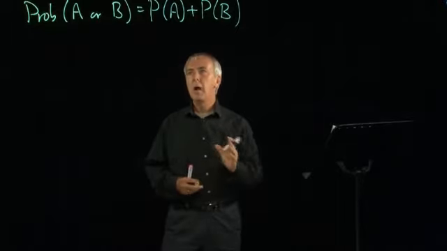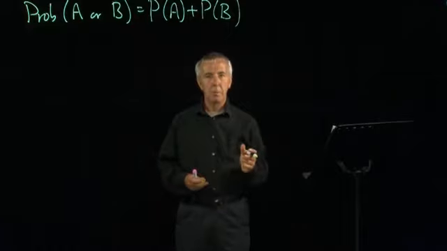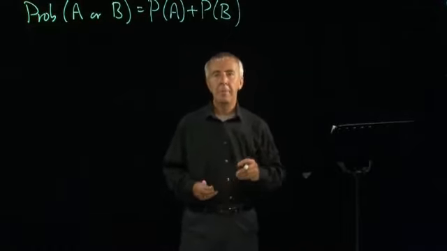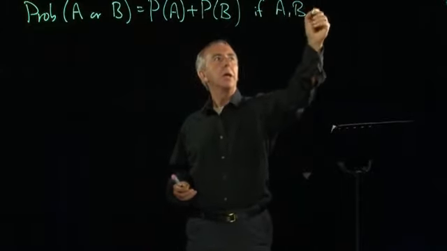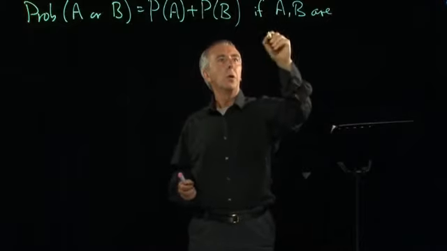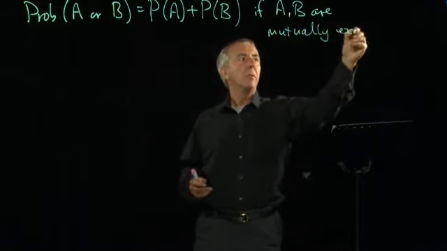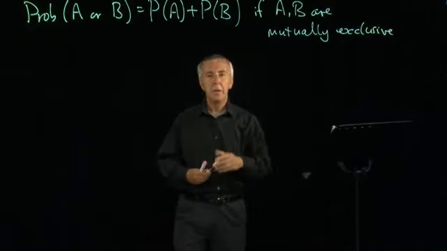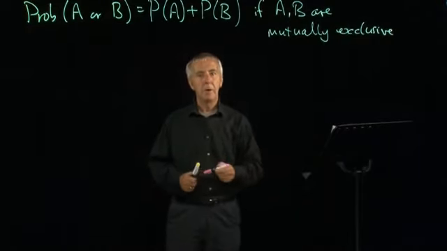So the probability of A or B is the probability of A plus the probability of B, as long as A and B cannot happen together. If A and B are what's called mutually exclusive, which is exactly what it says. They mutually exclude each other. If A happens, B can't happen, and vice versa.